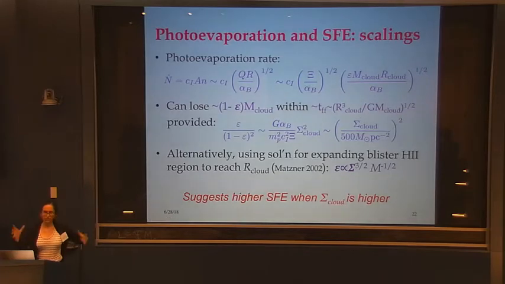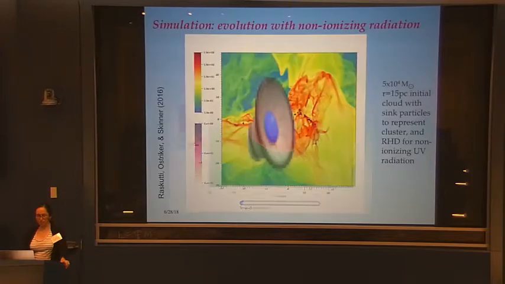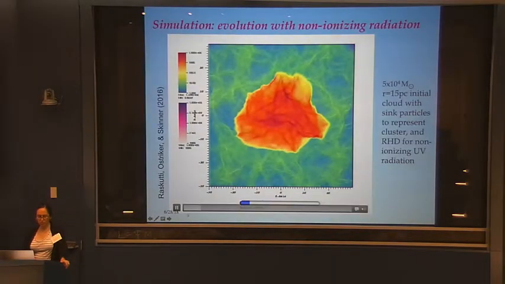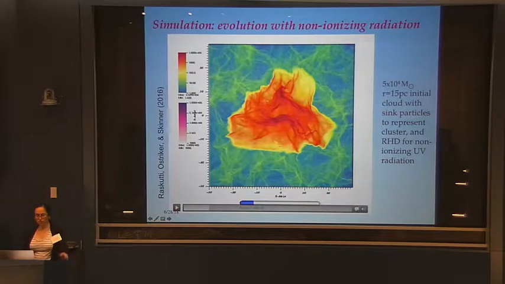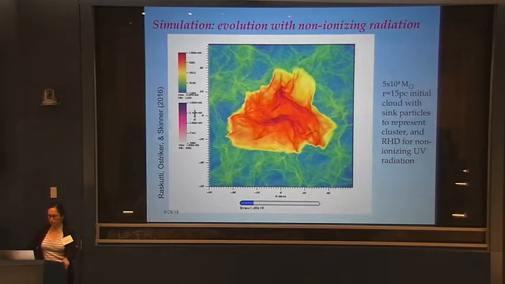Okay, so that's to give you a framework for what H II regions should do. But we're now at the stage where we can go beyond just these analytic models and actually do numerical simulations. So I'll show you. This is from a numerical, let me pause it for a second. This is from a numerical simulation where we're just including the non-ionizing radiation, so no ionizing photons. This cloud is 50,000 solar masses, with an initial radius of 15 parsecs. So this is a typical GMC in the Milky Way.